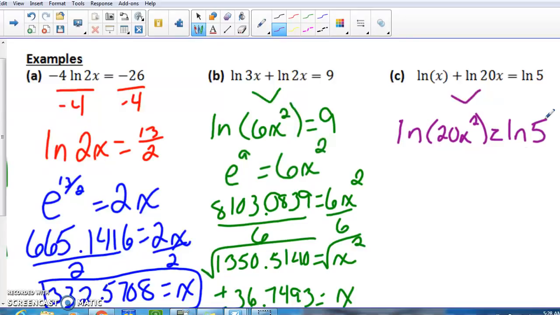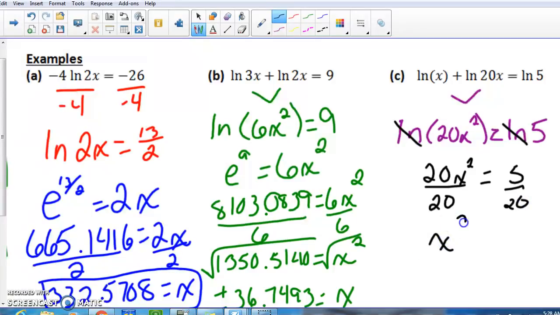Now, this one's a little bit different than the other two. This one has an ln, or a natural log, on both sides. We know that when we have a natural log on both sides, that's a canceling situation. So this cancels. I get 20x squared equals 5, and then I can go from there. Divide by 20. x squared equals 1/4, and then take the square root.